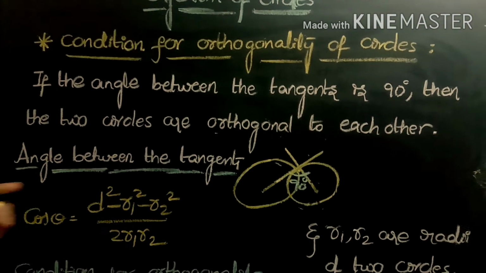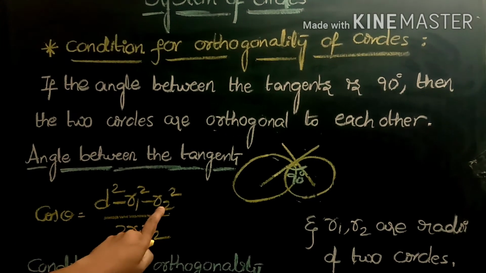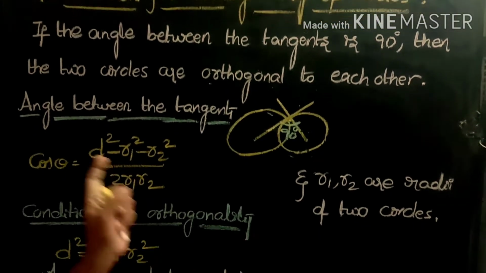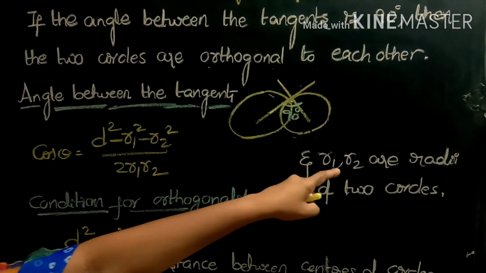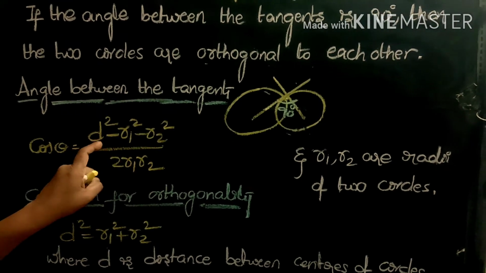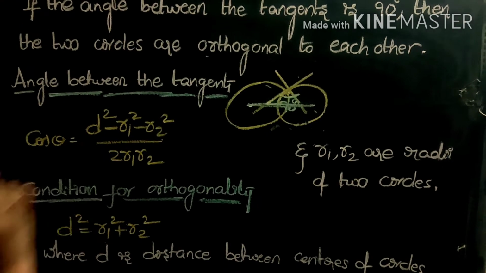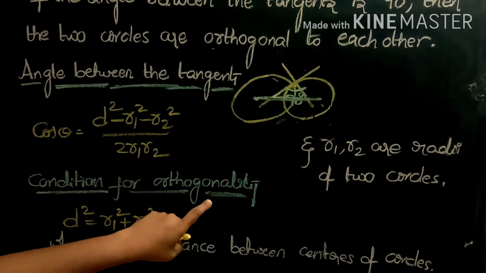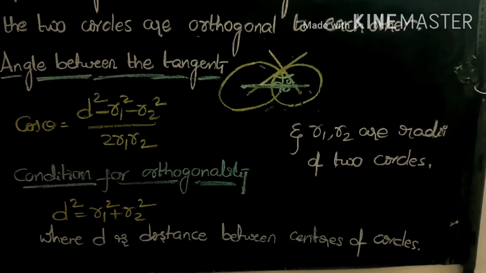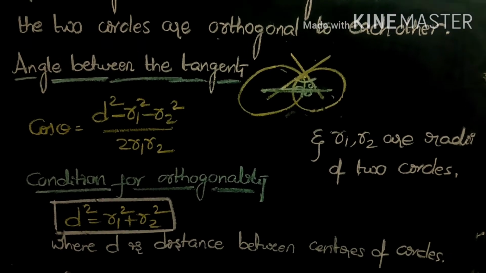Now the angle between the tangents formula is cos theta equals d square minus r1 square minus r2 square by 2r1 r2, where d is the distance between the centers of the circles, and r1, r2 are the radii of the first and second circles. C1, C2 are the centers, and the distance between them is the d value. The condition for orthogonality of the two circles is d square equals r1 square plus r2 square, which is the most important formula.